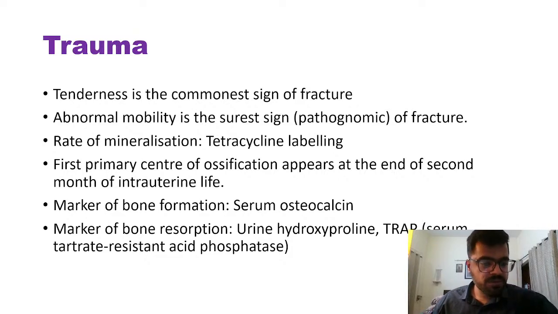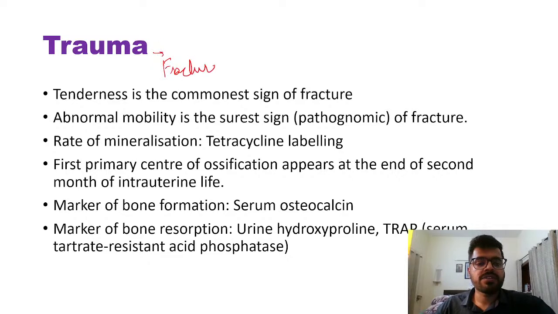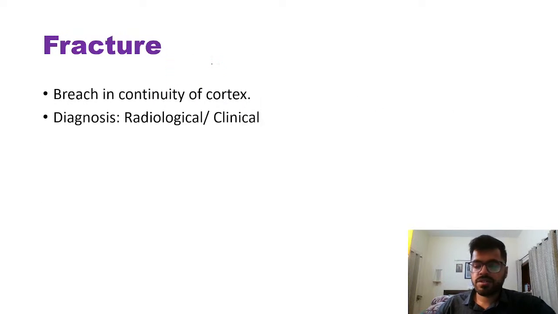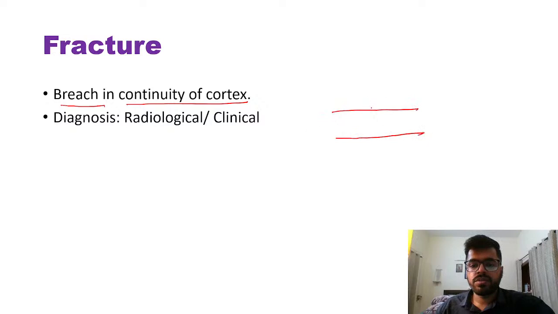So let us start with trauma. In trauma, whenever there is a fracture, what is a fracture? Fracture is a breach in the continuity of the cortex. For example, this is the bone, there's a breach, it is called fracture. Simple.